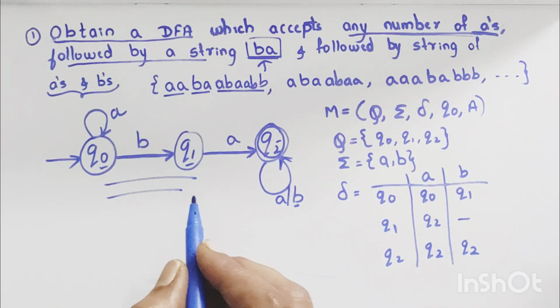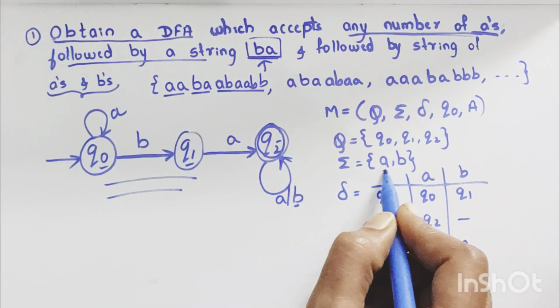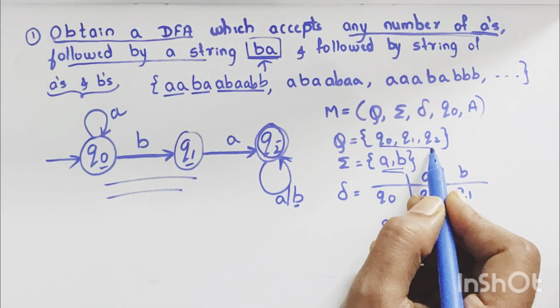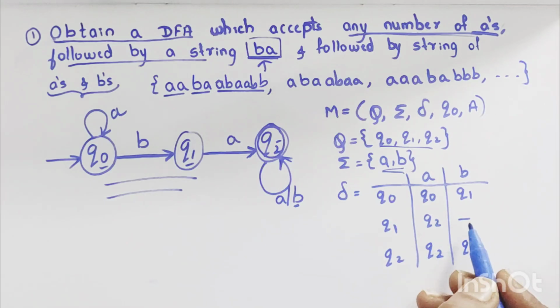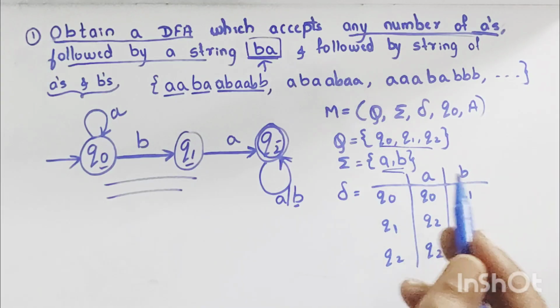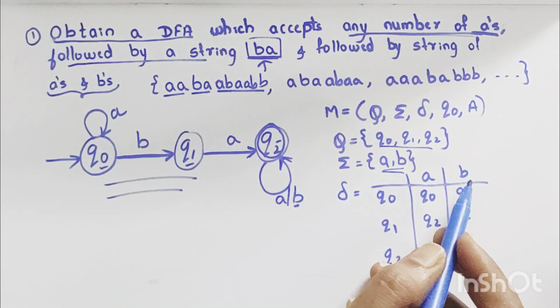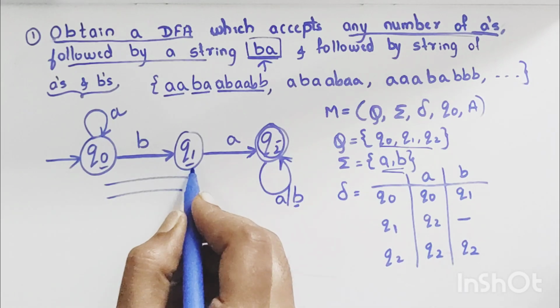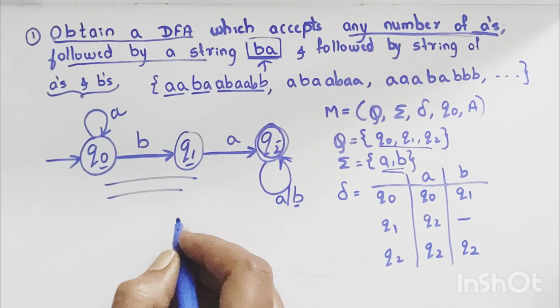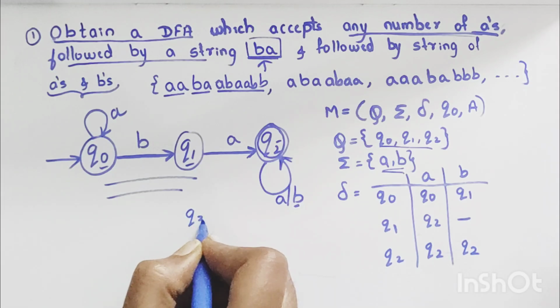But we are supposed to show the transition for all the possible input symbols from all the states. So here there is a dash, that is empty, as there is no transition from the state Q1 for the B input symbol. Hence I will take this Q1 to the reject state called Q3.